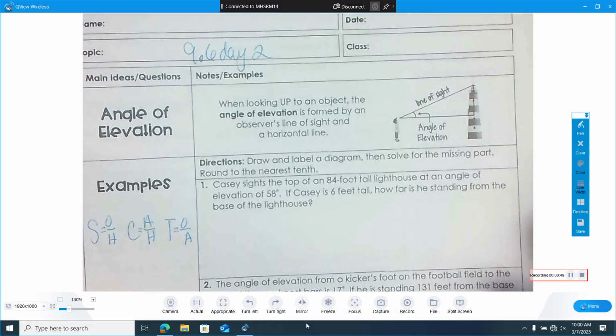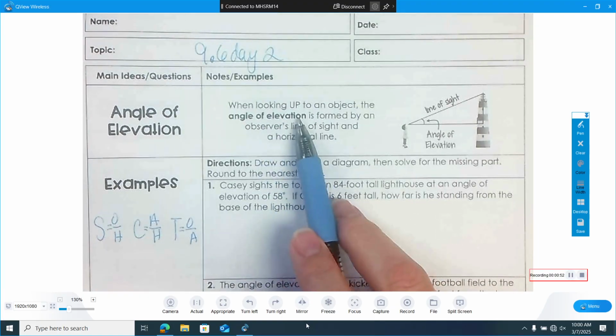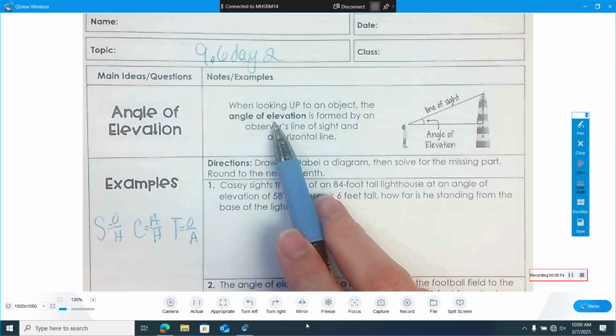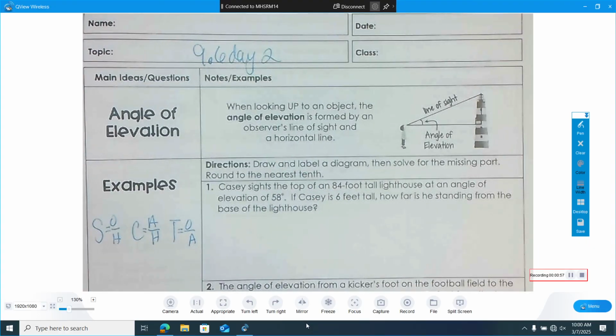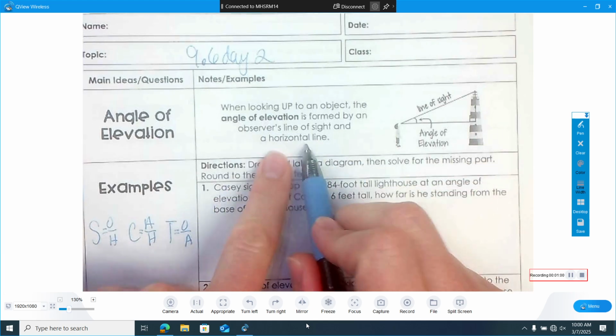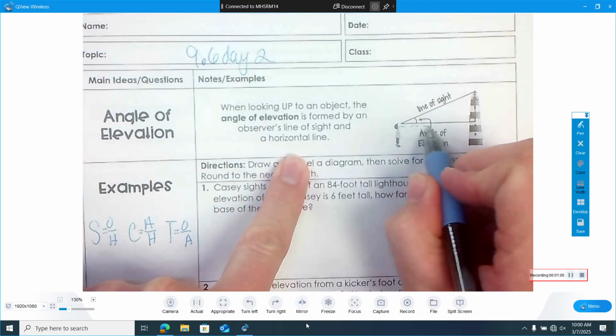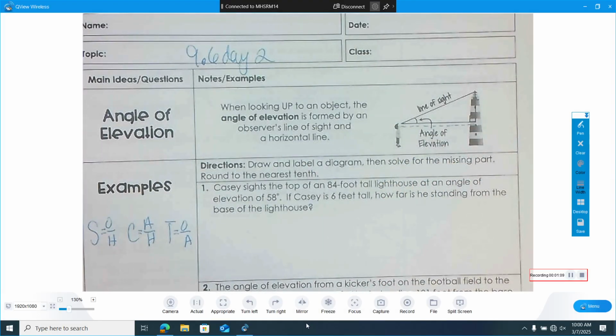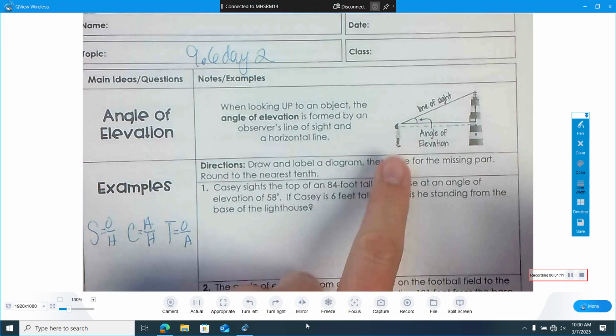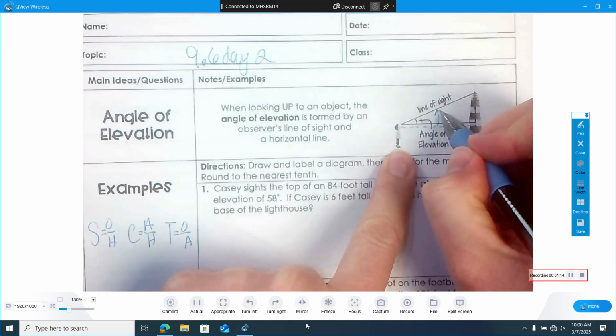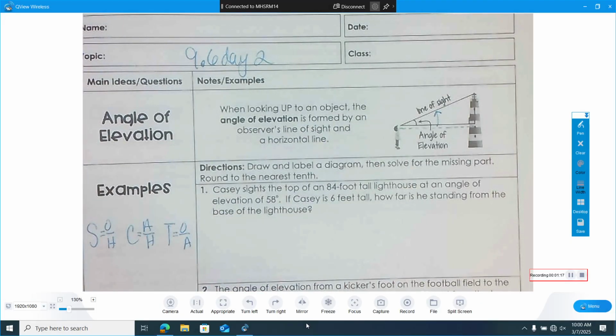So first of all, let's talk about angle of elevation. Angle of elevation is when looking up to an object. The angle of elevation is formed by an observer's line of sight and the horizontal line. So if you're looking out just parallel to the ground, how much do you have to tilt your head up to look at the top of your object? That would be how much you have to elevate your head. How many degrees do you have to elevate your eyes to look at the top of the object? So that's angle of elevation.